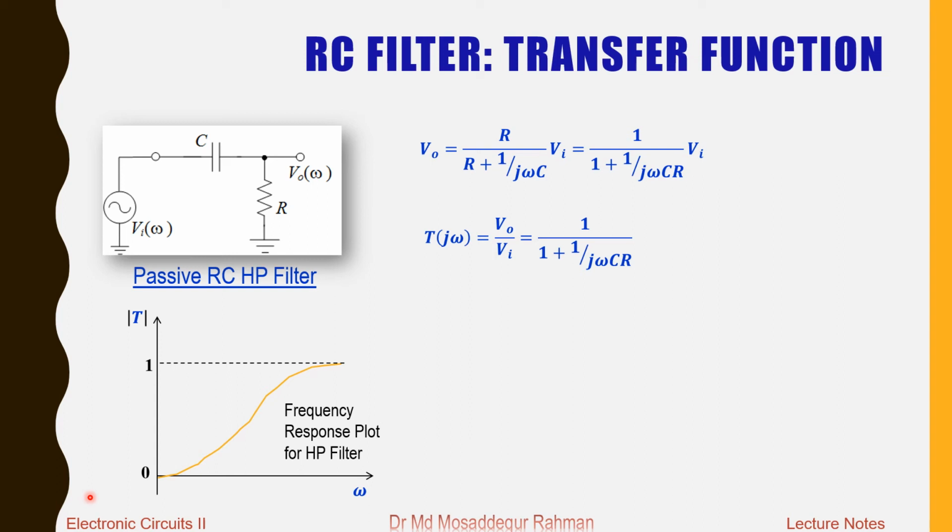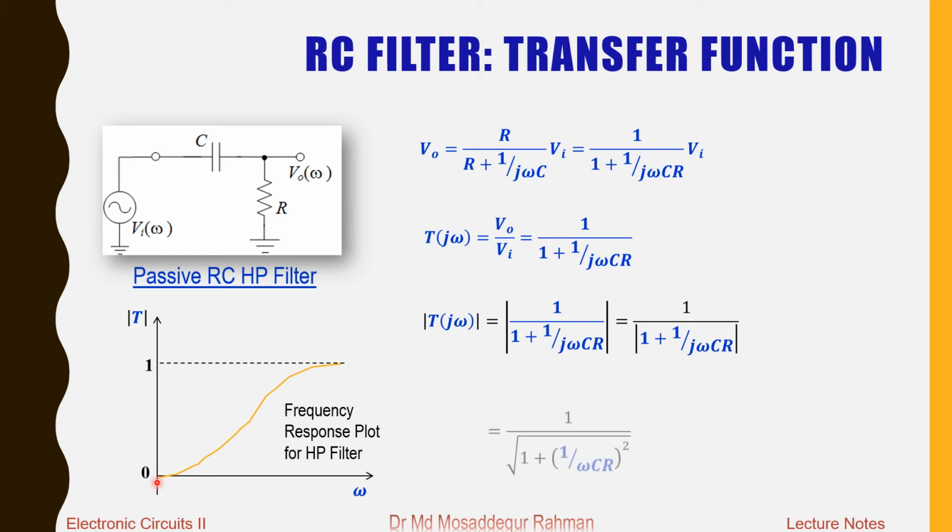And from this we can verify if it does satisfy the requirements for the high pass filter, that is zero transmission at very low or zero frequency, and high transmission, the 100% transmission at very high or infinite frequency. So for that, what we need to do, we need to determine the magnitude of the transfer function. We take the modulus of this transfer function, and then we get this.